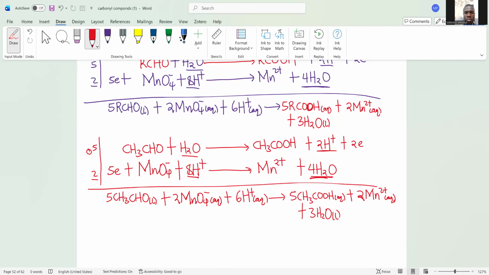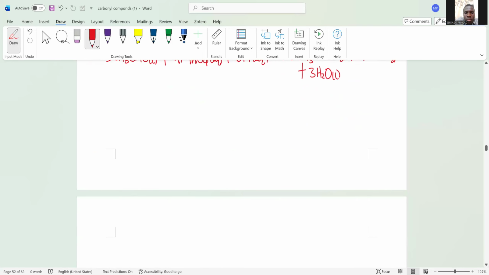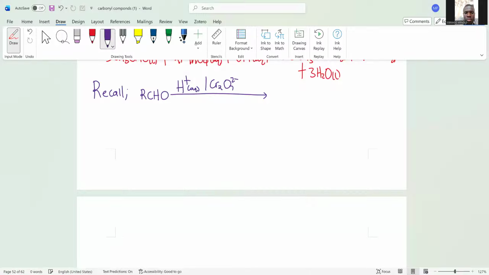Now I look at an aldehyde with potassium dichromate 6. I'll still remind you, recall that we saw that if one has an aldehyde with acidified potassium dichromate 6, acidified with dilute sulfuric acid, heat, what do you get? You get carboxylic acid.